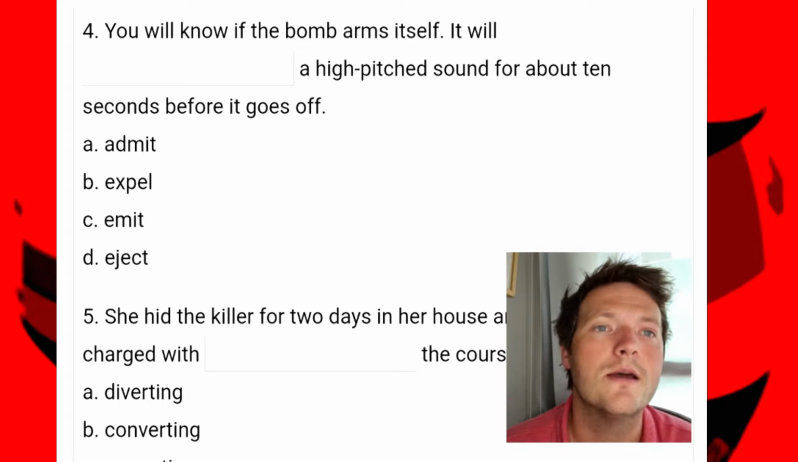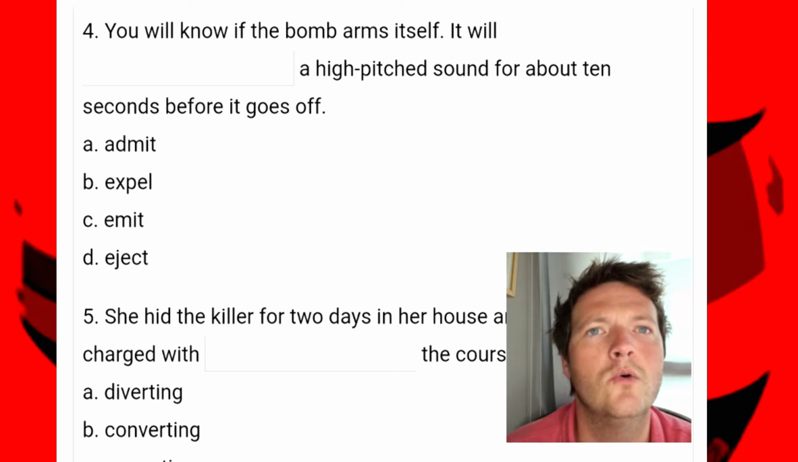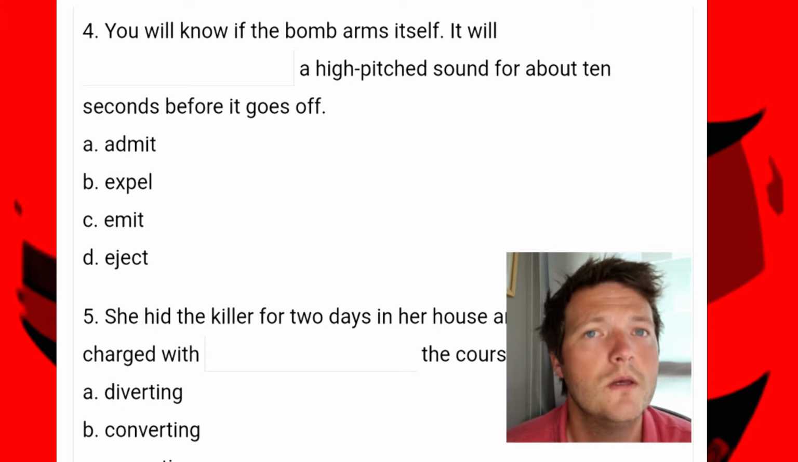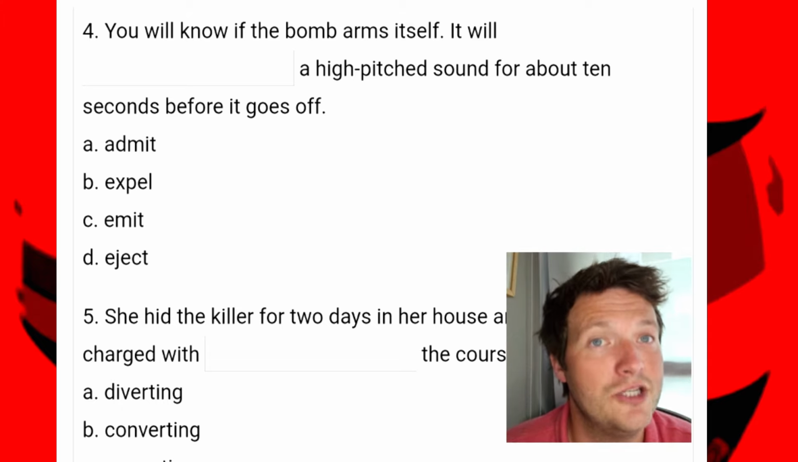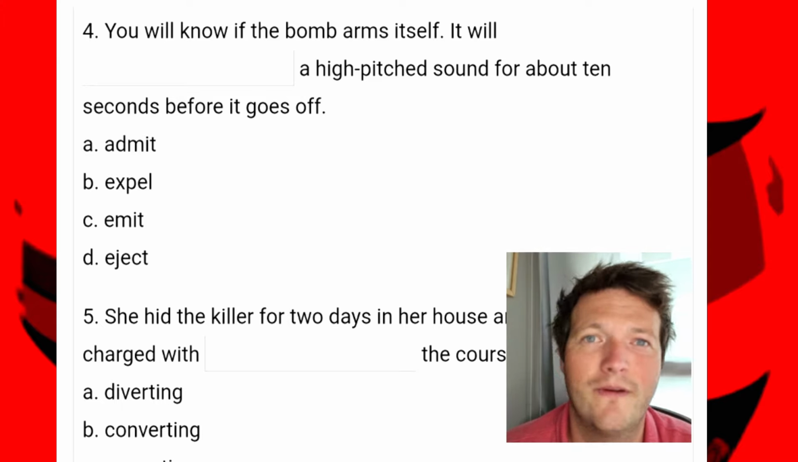Anyway, number 4, coming to the end here, still on track for a 49 out of 50, which would be, frankly, an excellent score. It says, you will know if the bomb arms itself. It will admit, expel, emit, eject a high-pitched sound for about 10 seconds before it goes off.